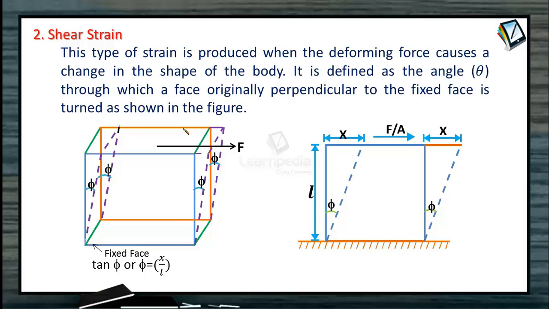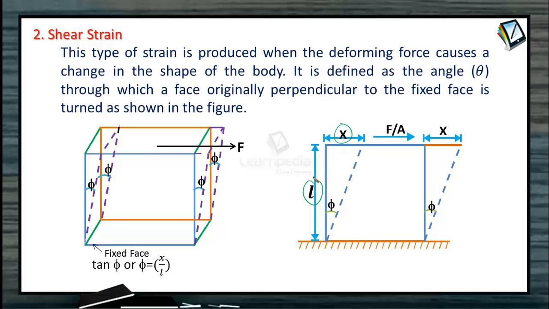And similarly, the shear strain, as I have already explained, is this particular angle phi through which the object is turned. Suppose F is the force and this edge is moved further by an amount x, and L is the height, then this angle phi, or tan phi, you can see for the time being is x upon L. Since in case of solids this angle phi is not going to be very large, tan phi will be approximately phi, which is equal to x upon L.